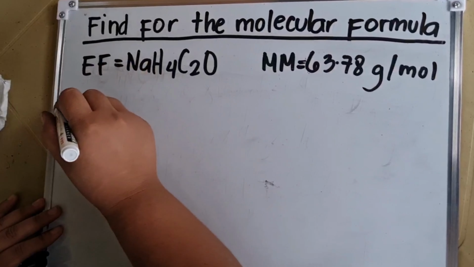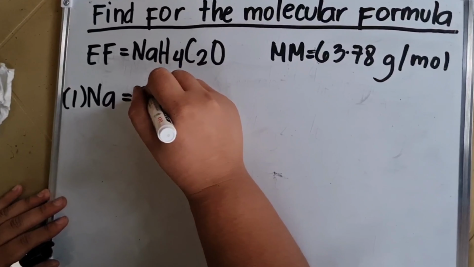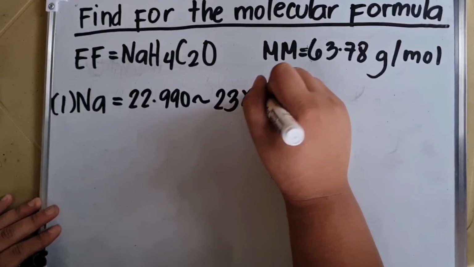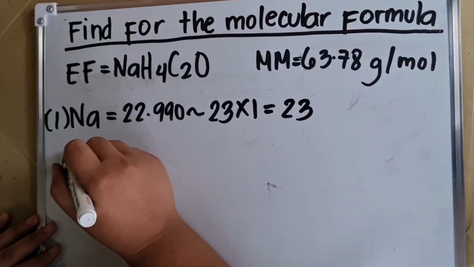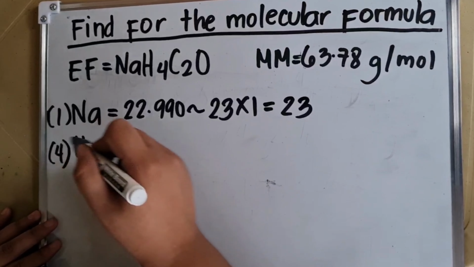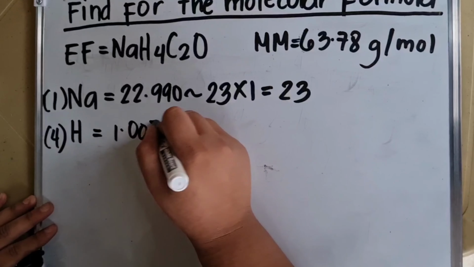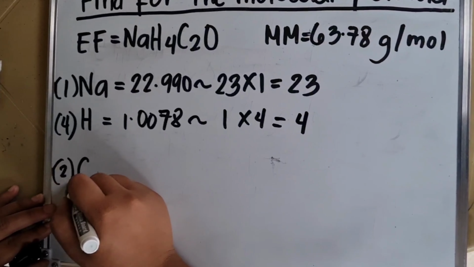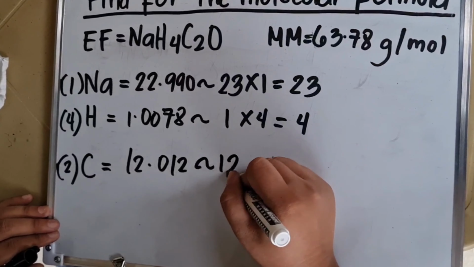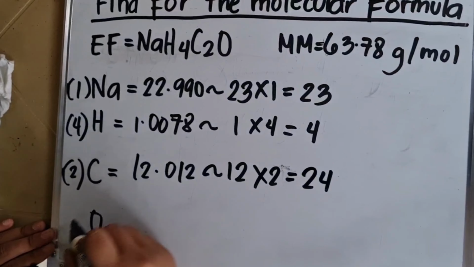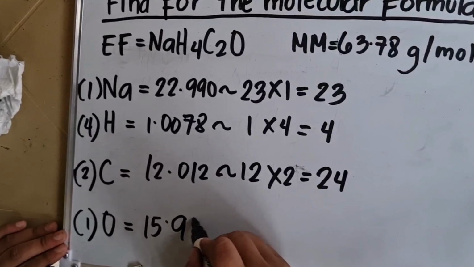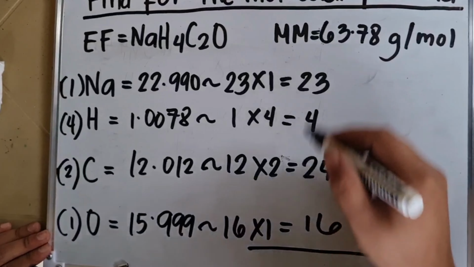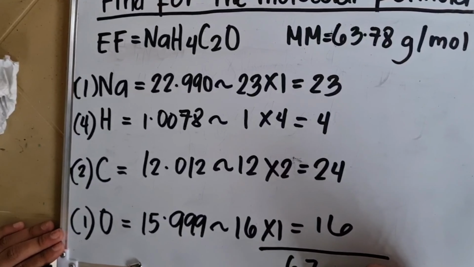From our empirical formula, the mass of sodium is equal to 1 mole times its atomic mass, 22.990 grams or approximately 23, which gives us 23. Mass of hydrogen is 4 moles times its atomic mass, 1.0078 grams or approximately 1, equal to 4. Mass of carbon is 2 moles times its atomic mass, 12.012 grams or approximately 12, equal to 24. And the mass of oxygen is 1 mole times its atomic mass, 15.999 grams or approximately 16, equal to 16. Adding all the masses of the elements gives us 67 grams per mole.